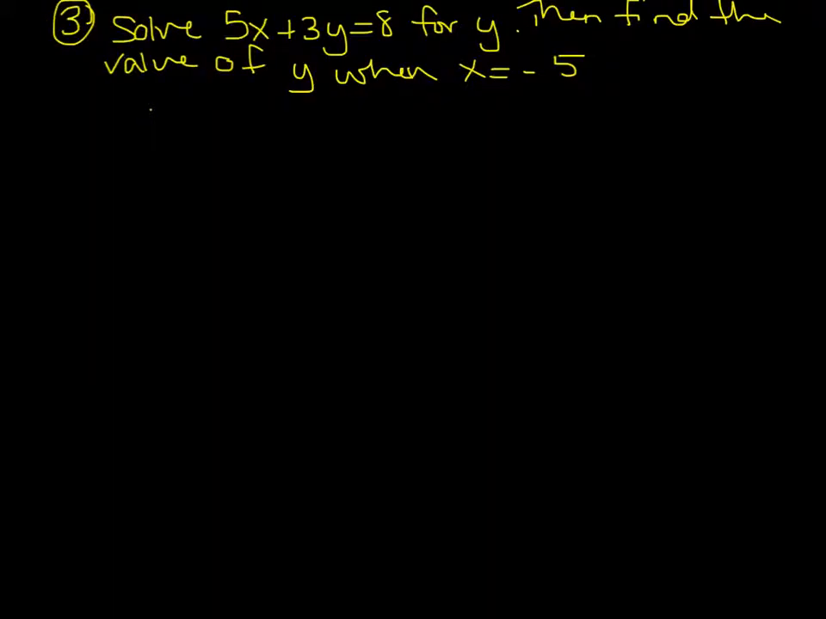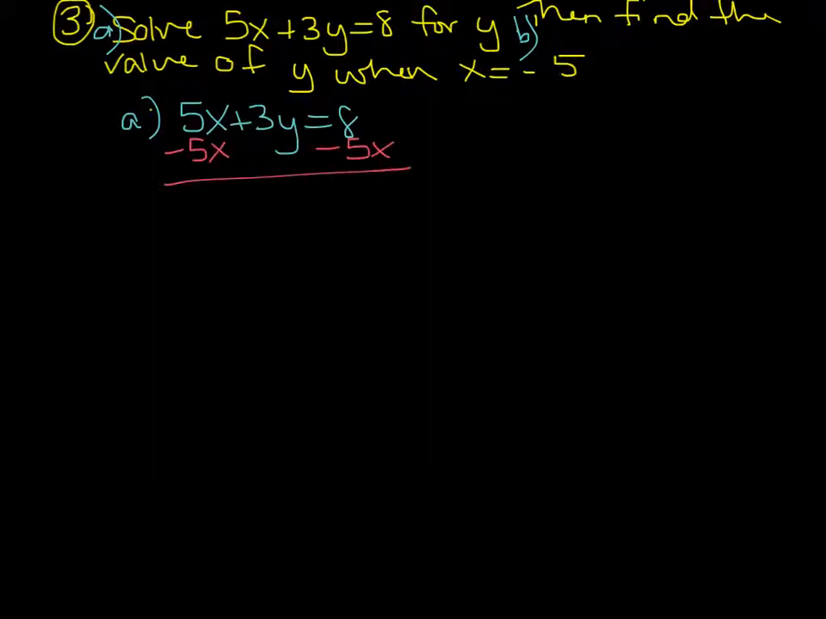So here we have a similar problem to the previous ones. If you feel like you know what to do, feel free to try it on your own. I'm going to call this part A, part B. So once again, if you know what to do, you can pause and try it on your own. So for part A, we have 5x plus 3y equals 8. We want to solve this for y. You do that by moving over the 5x, and that gives you 3y equals 8 minus 5x.